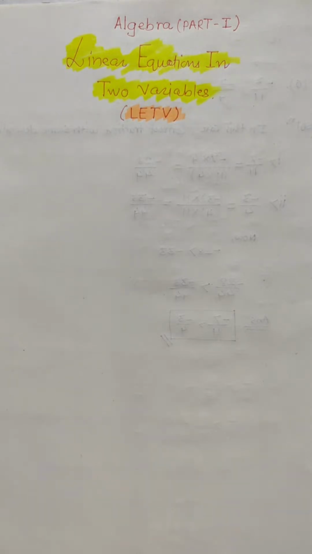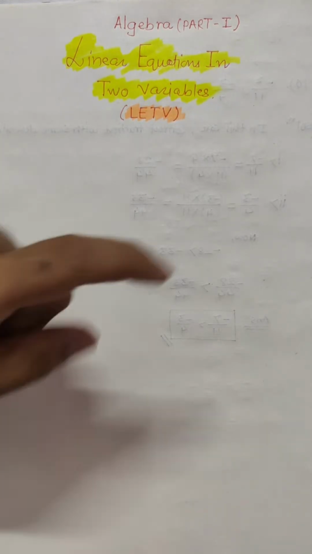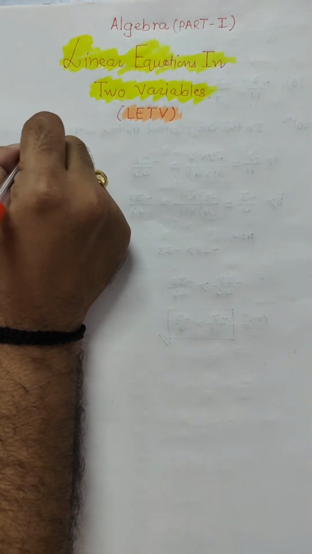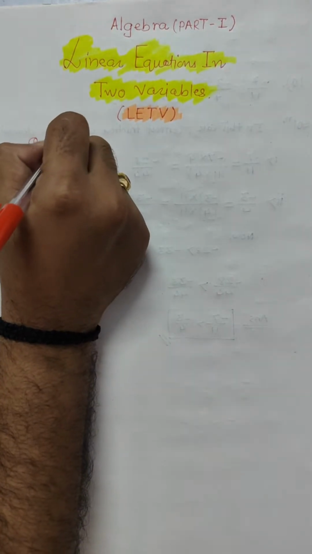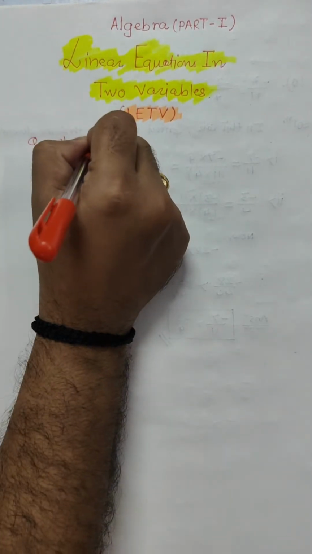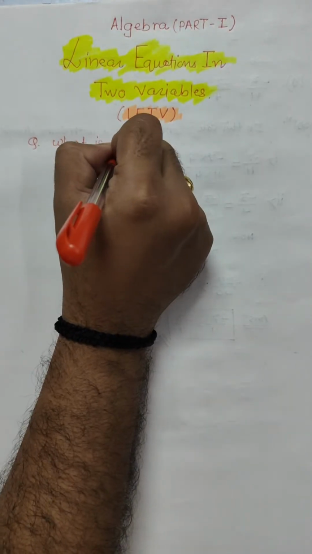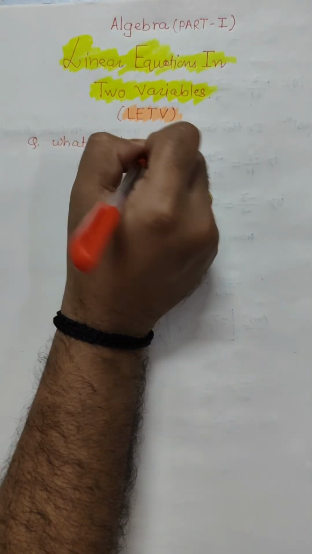So here, the 10th standard mathematics topic we're going to discuss right now. The first point to remember is what is meant by a linear equation in two variables. The first question generated by default in your mind is: what is a linear equation in two variables?